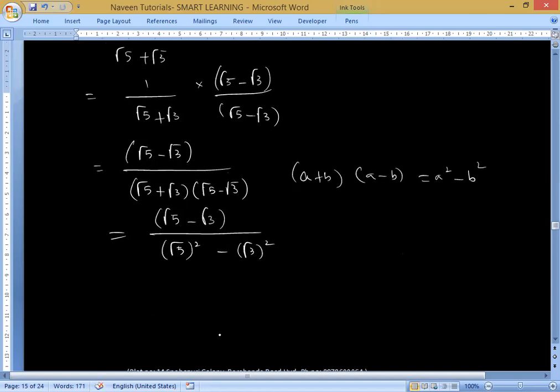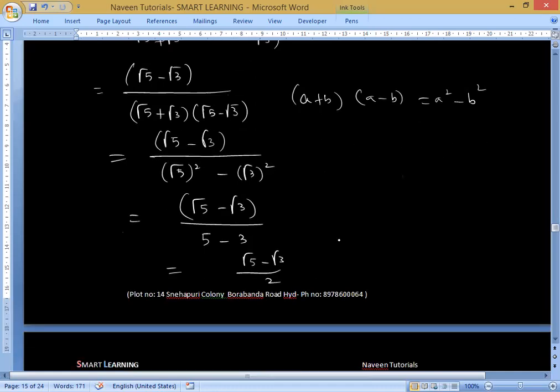Okay now, then root 5 minus root 3, root 5 square is 5. Root 3 square is 3. So you are getting root 5 minus root 3 by 2. So this is the answer. Okay now, any doubts?